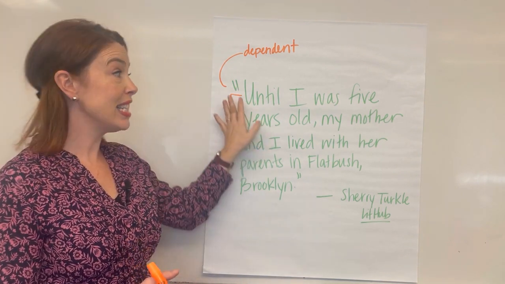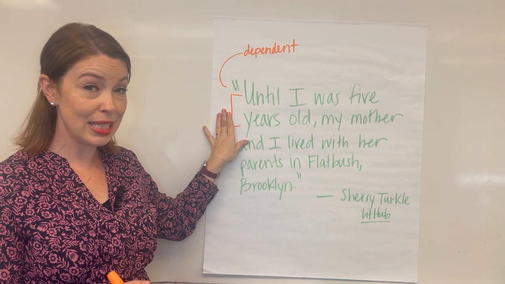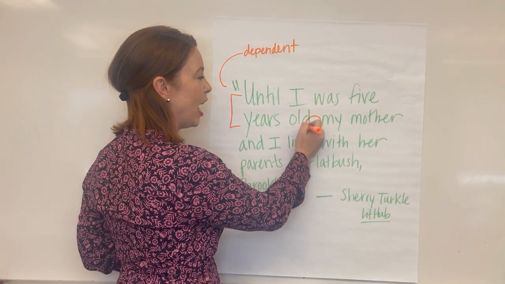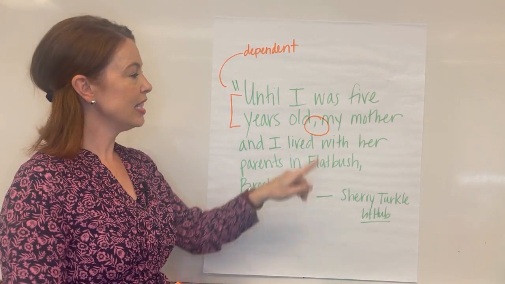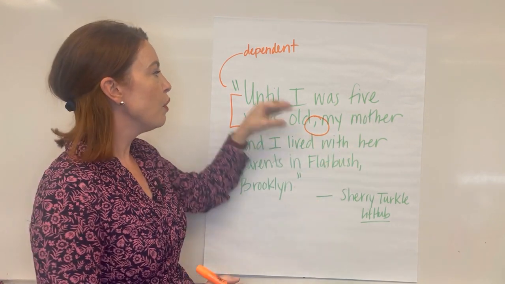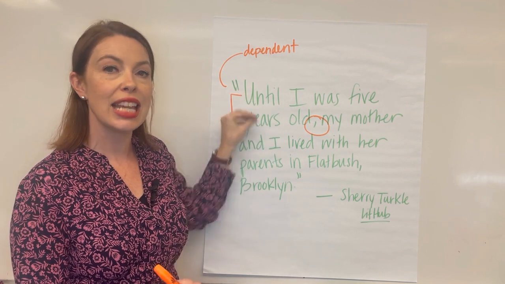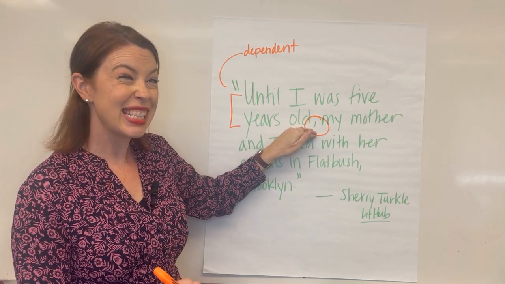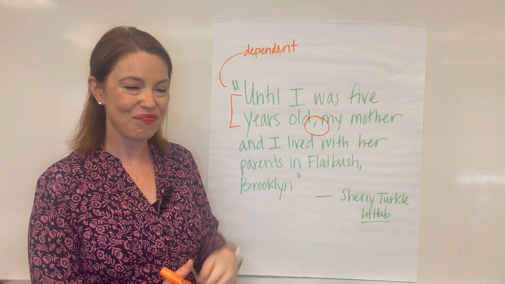Now, because this cannot stand alone, because it's dependent, it has a comma after it. This comma separates this main part of the sentence from this little beginning contextual bit. This comma is absolutely necessary here.